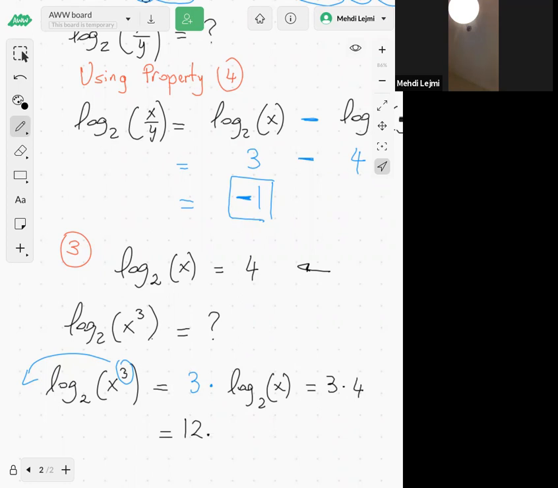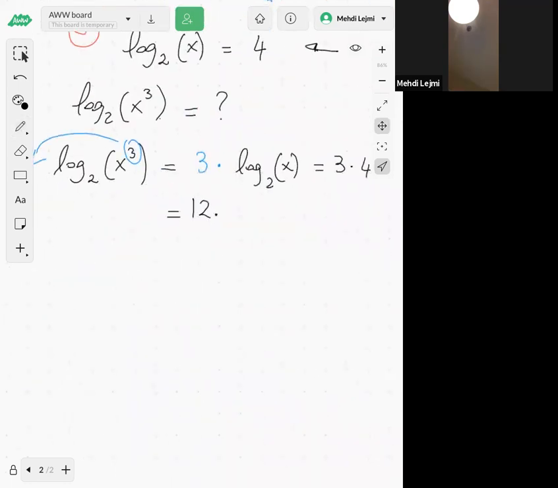Okay, so an exercise, guys, for you. We can just practice a little bit with these logs. So exercise number 1.